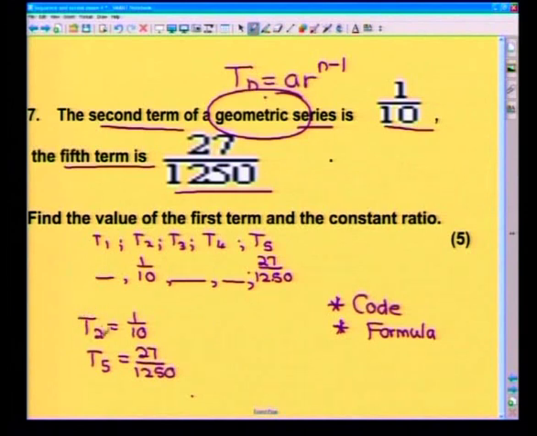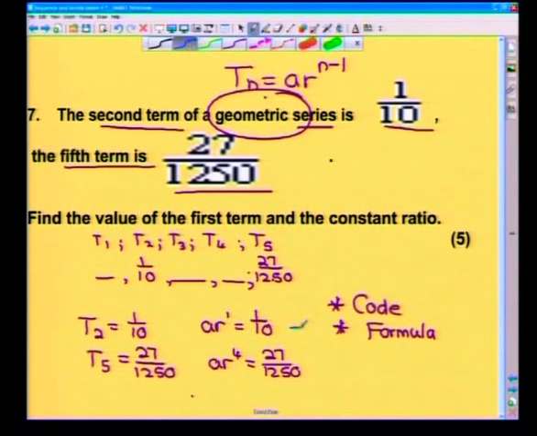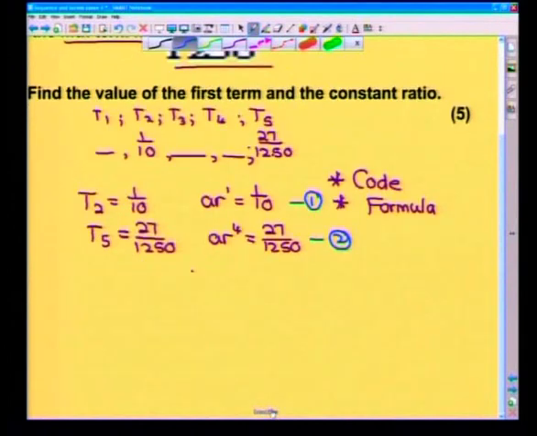So how would the second term of a geometric sequence look? It would be AR to the 1. We don't have to write the 1, but I'm going to put it in for the purposes of this explanation. And then term 5 would be AR to the 4 equals 27 over 1250. Now, I said to you earlier on that they're requiring simultaneous equations. So I'd call this equation 1 and I'd call this equation 2.